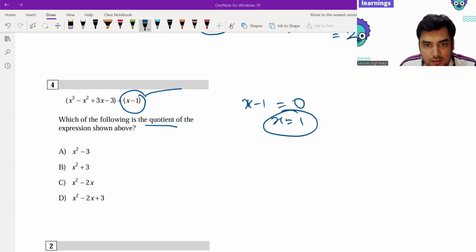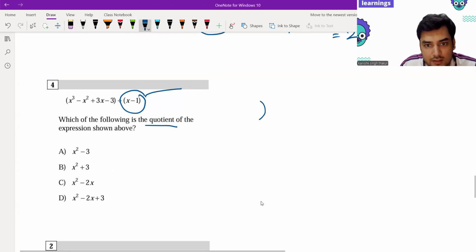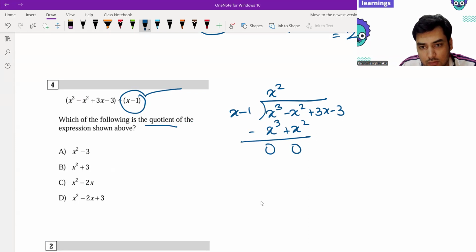So let's try to do this. If I try to divide it, what will I get? I'll tell you about the remainder also. X cube minus x square plus 3x minus 3, this is divided by x minus 1. I'll multiply by x square. So what do I get? X cube minus x square. I'll multiply by negative, positive. 0, 0. 3x minus... this was very easy. So I get 3x minus 3. It is all getting divided.